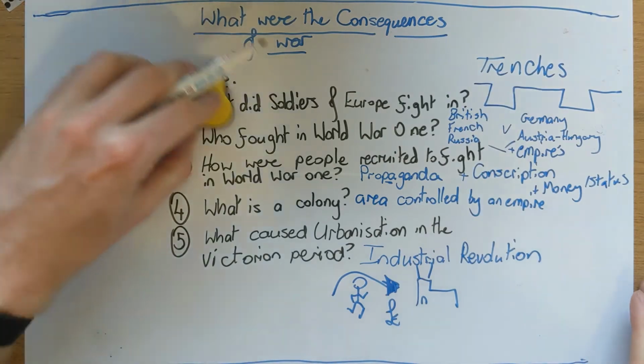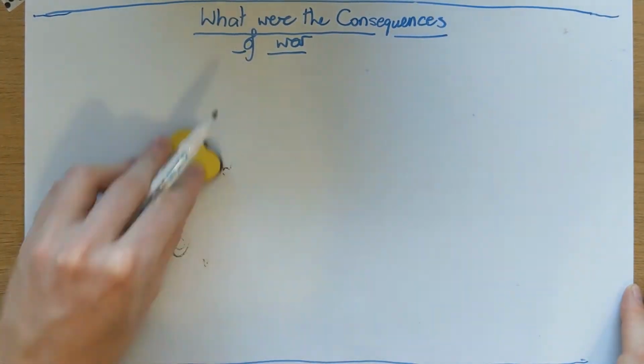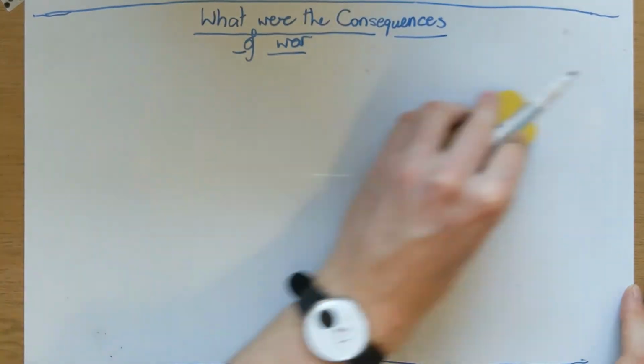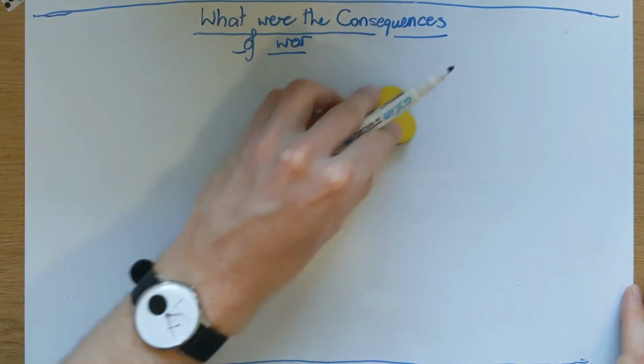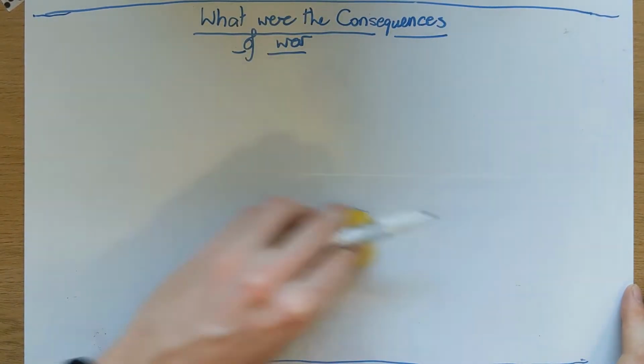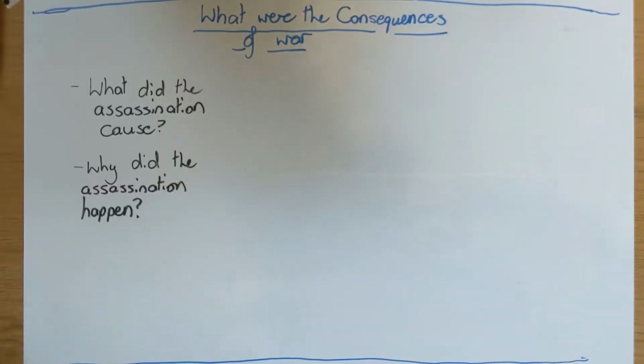Okay, so now what we're going to do is I'm just going to quickly go over a few errors in some of our GCSE Pod answers, okay? A few people are making a few mistakes, so I'm just going to go over that now. Okay, so out of the GCSE pods, the two questions that we need to focus on a little bit more is, what did the assassination cause and why did the assassination happen?